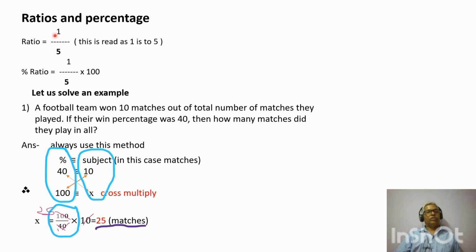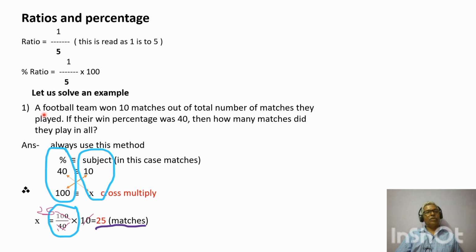Ratio is some term like this, 1 divided by 5, or we read it as 1 is to 5. And percentage ratio is this term multiplied by 100. This will be clear from the examples given below. Now we try to tackle some examples.